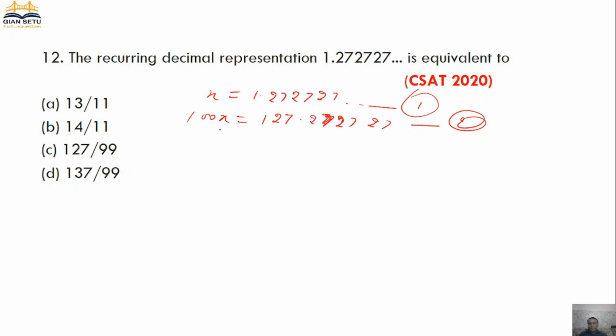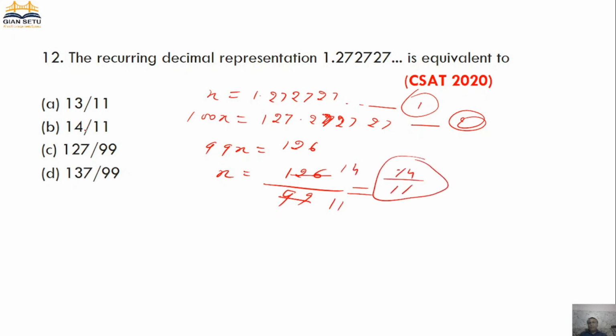Let's subtract equation 1 from equation 2. Okay, it will be 99x is equal to 126. Now x will be 126 by 99. Okay, and if we divide it by 9, it will be 14 by 11. Okay, so right answer is B here.